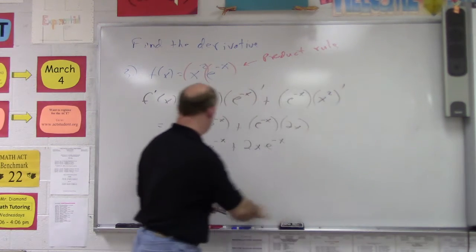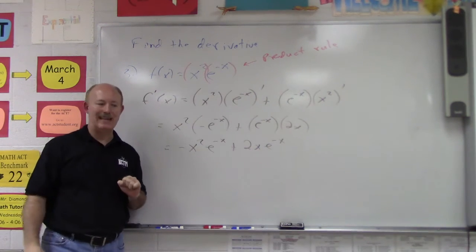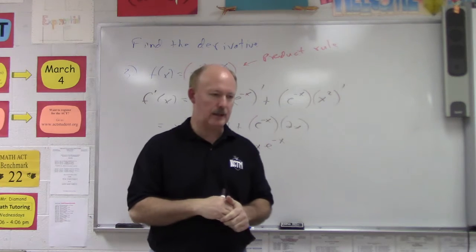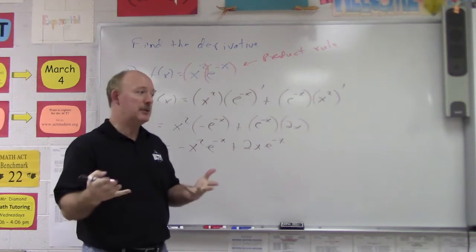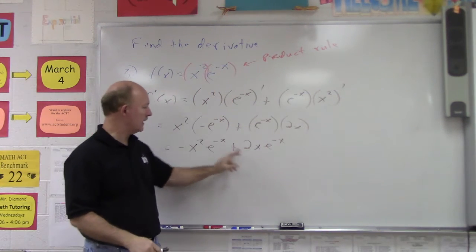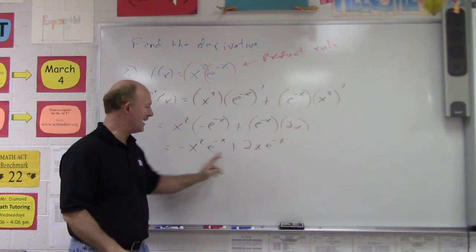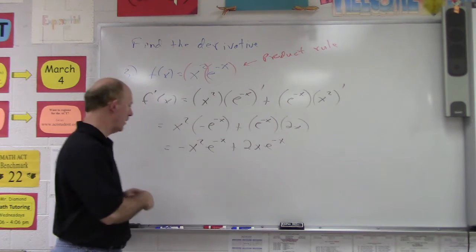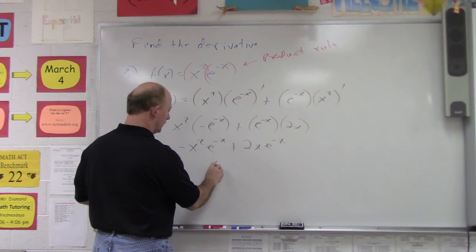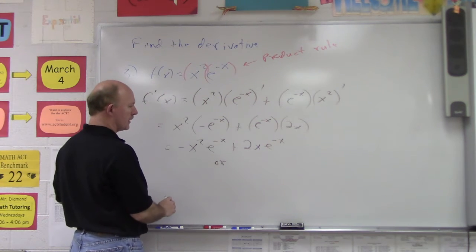Erase that. Okay, so this is our derivative. Now the only other thing we may want to do is put it in factored form. You notice you have e to the negative x in both of these terms. Also you have x, the same variable in both. So it could look like this.